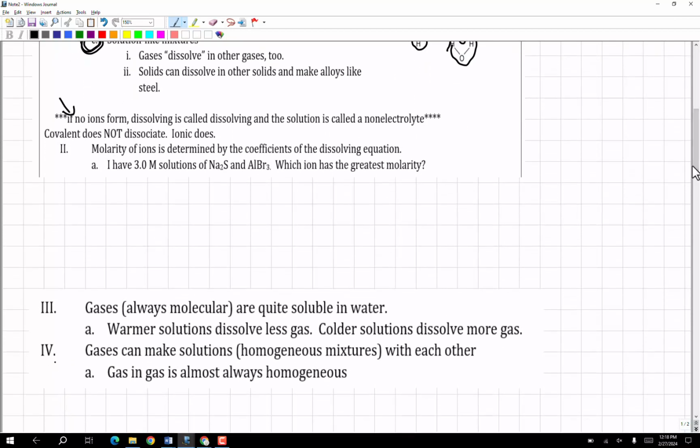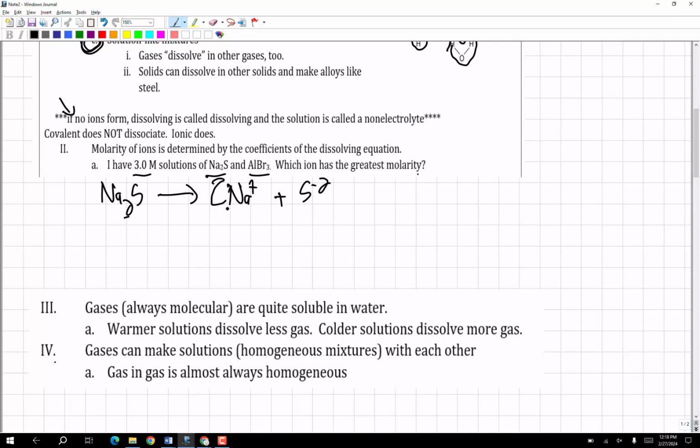Molarity of ions is determined by the coefficients of the dissolving equation. So if I have a 3 molar solution of Na2S, which ion has the greatest molarity? I'm going to write this out. So I have Na2S, and I'm going to turn it into ions. Na positive plus S negative 2. Notice how I need a coefficient of 2 to balance these out.